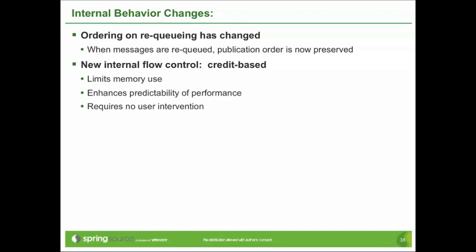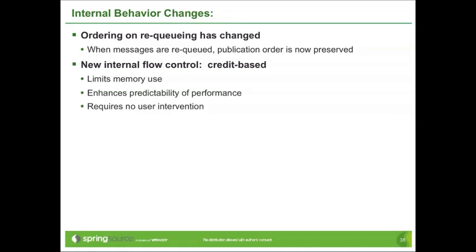There's a new internal flow control mechanism designed to control broker memory use and make performance more predictable, where the various components within Rabbit that might push messages amongst one another have a sort of debit-credit scheme enforced between them that keeps things from getting too far out of balance. It's worth knowing this is there. It doesn't require any user intervention to enable or configure.